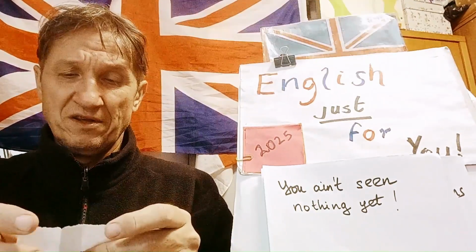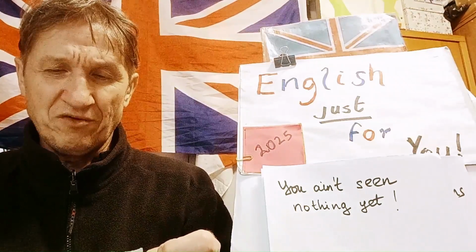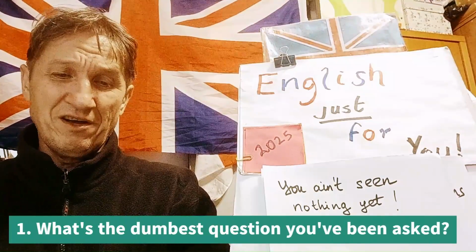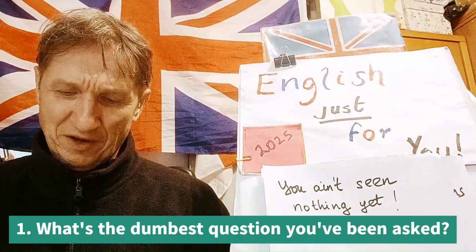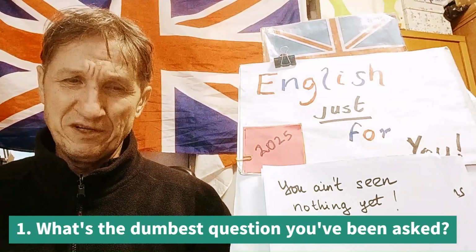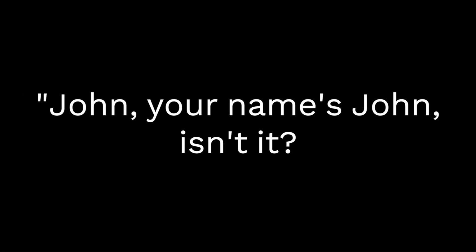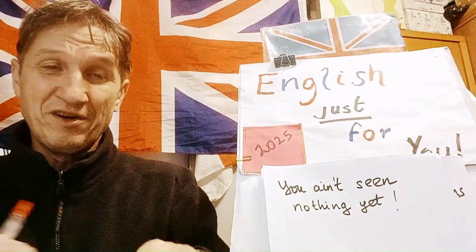So the first one is from Angela. What was the dumbest question that you have had in your life? The dumbest question that I've had in my life? Well, I don't remember that one, but a dumb question would be something like, John, your name's John, isn't it? Something like that would be dumb. Okay, so that's the first of 5 in the Q&As.